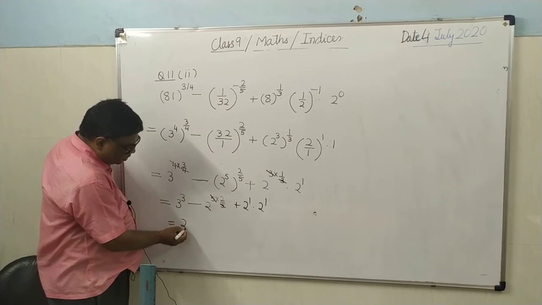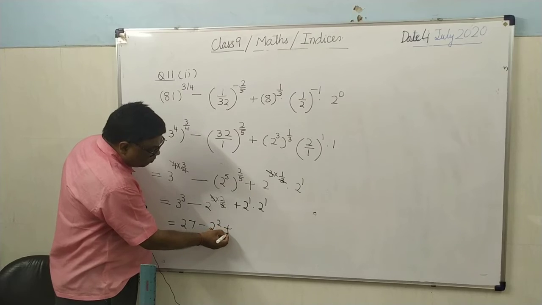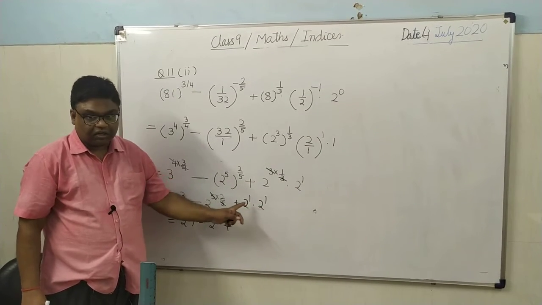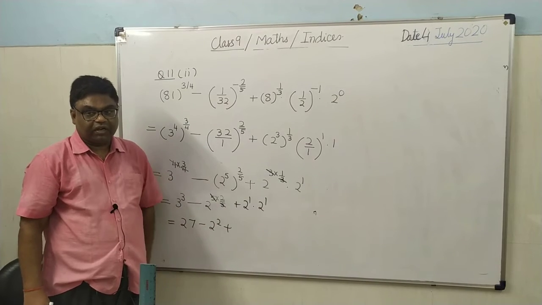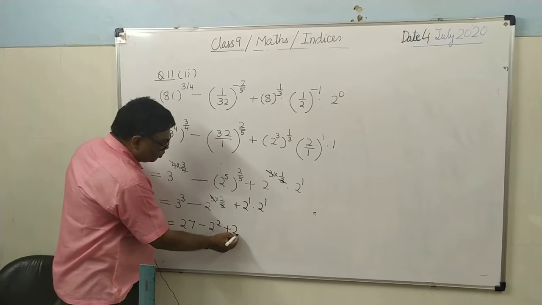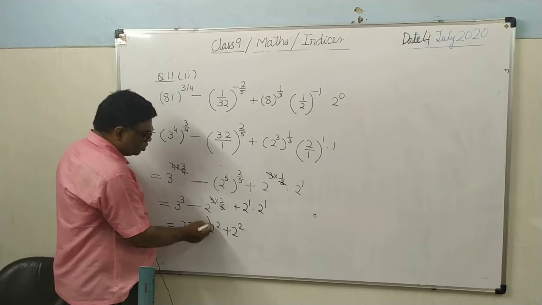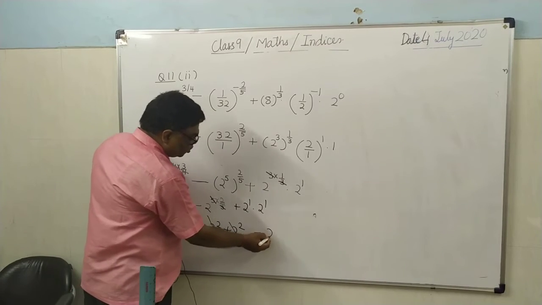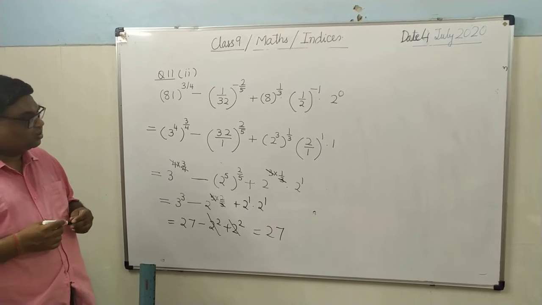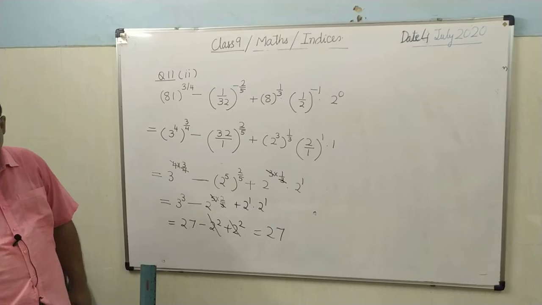3 to the power 3 means 27 minus 2 to the power 2, and plus this also you can write, what? There is the product of exponential numbers. So base is same, so powers will be added, 2 to the power 2, or you simply write 4, and then cancel out. So this will be cancelled. So it is 27. It's clear? Means the question looks very big, but its solution is very simple.